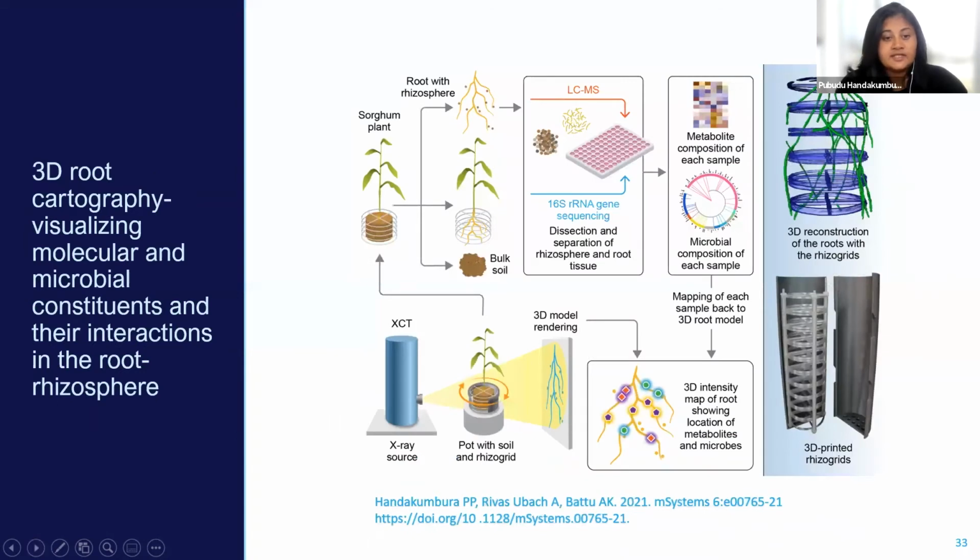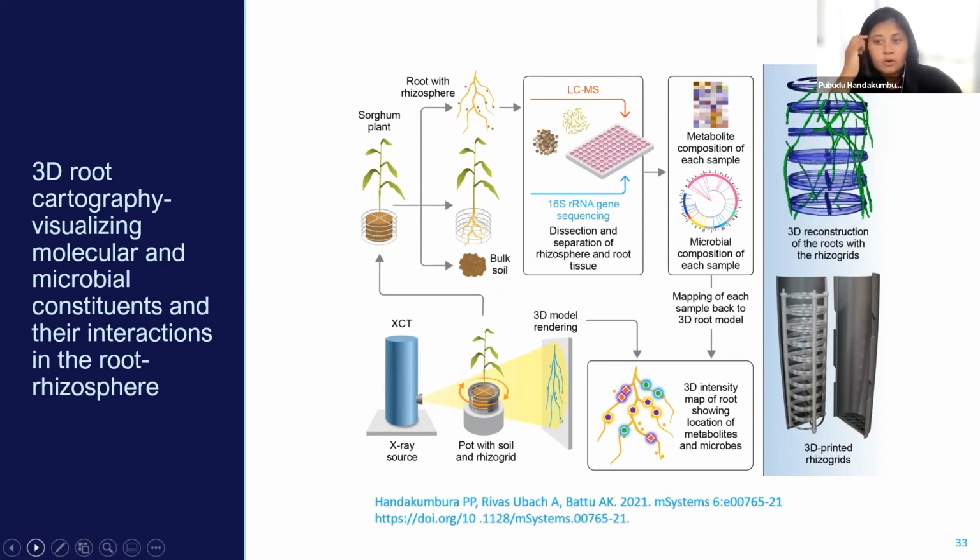Next slide. So this is the workflow of the 3D root cartography platform. For this, we have used 3D printed rhizogrids, which are illustrated on the right-hand side of this workflow. By using these rhizogrids, we are able to provide a scaffold to the plants, and that helps us keep the root system in place as we go through all these various steps. So the first step of this workflow is growing these plants in these 3D printed rhizogrid fitted 3D pots, and then imaging them using XCT.